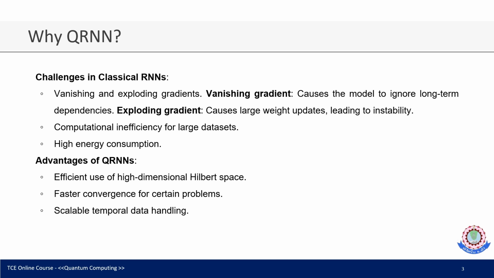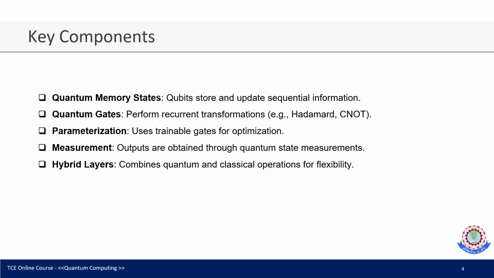We have many advantages where we can overcome the classical RNN with the help of quantum QRNN. In the QRNN, efficient use of high dimensional Hilbert space is possible, faster convergence for certain problems can be achieved, and scalable temporal data handling can be applied.